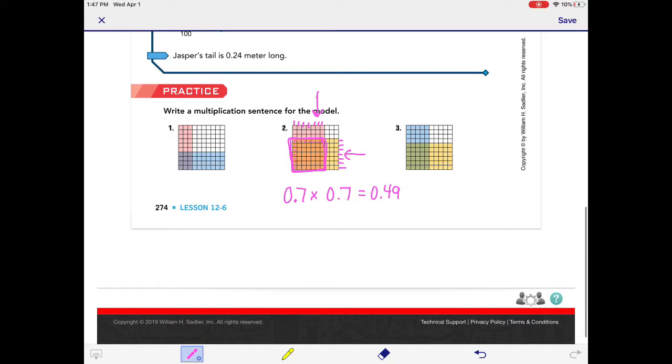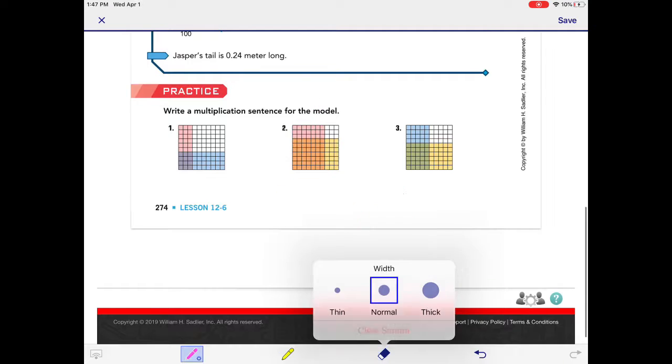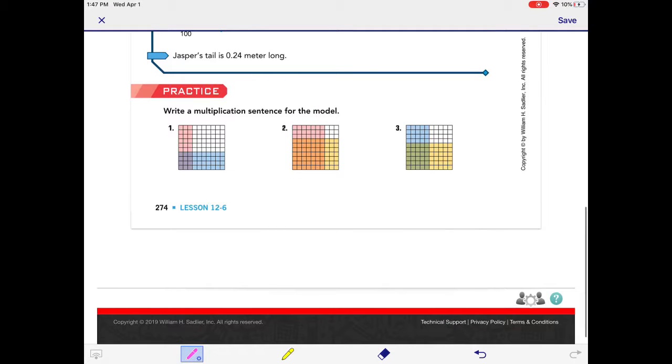All right, let's check it. Let's do it without the decimal places. 7 times 7 is 49 with a decimal point right here. But we've got 1 place after the decimal, 2 places after the decimal. So we're going to move it back 2 spots, and our answers both match. So we know we got that one right for sure. And let's move on to number 3.